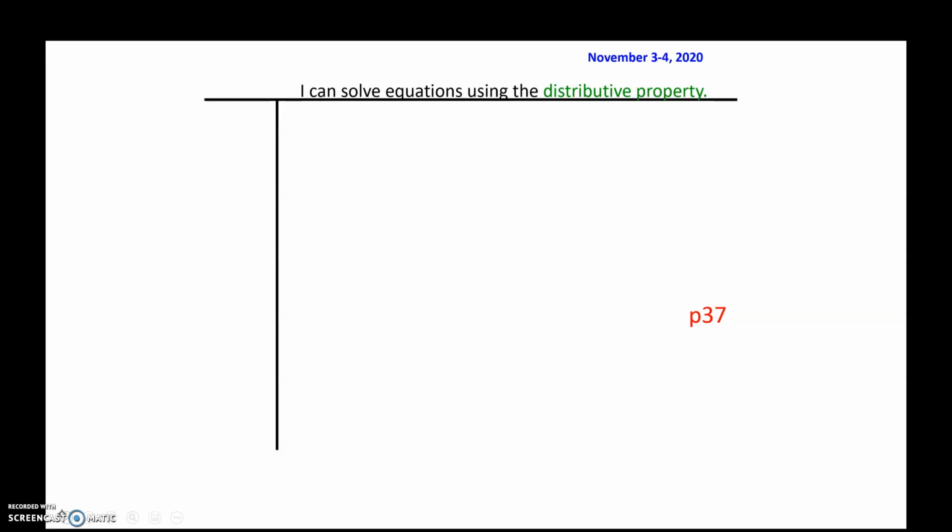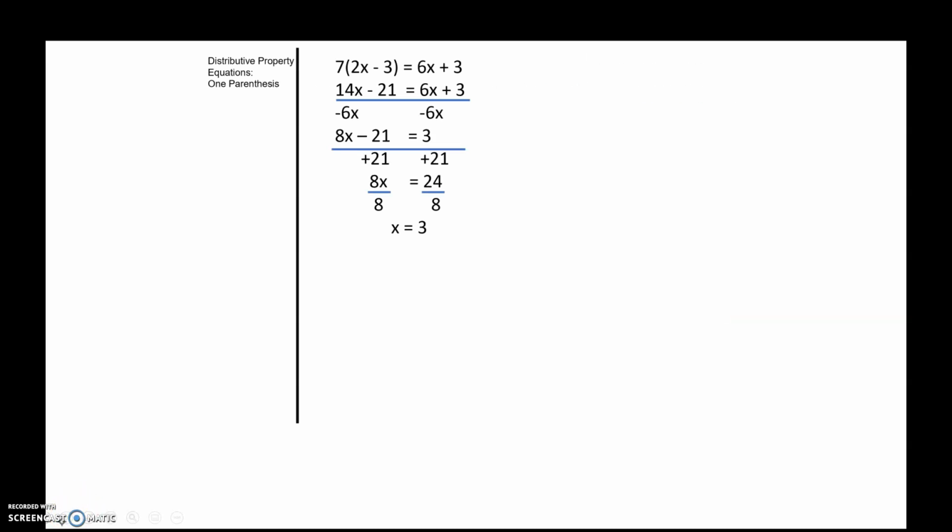Our next item is going to go on page 37, and this is, you can solve with the distributive property. We've already done problems like this, but just a real quick review. You can distribute that 7 in, and then you can see all the steps working down. Subtract 6, add 21 to both sides, then divide by 8, and you get x equals 3. This is nothing new. We've been doing these, but I just wanted you to see them again.